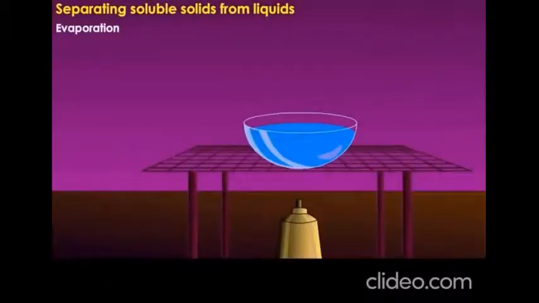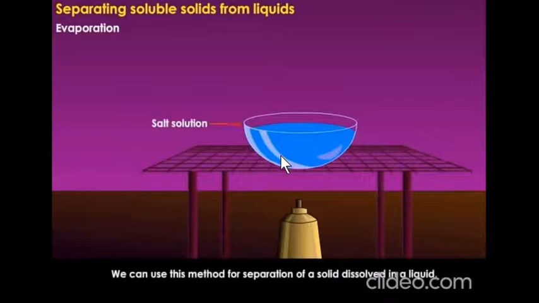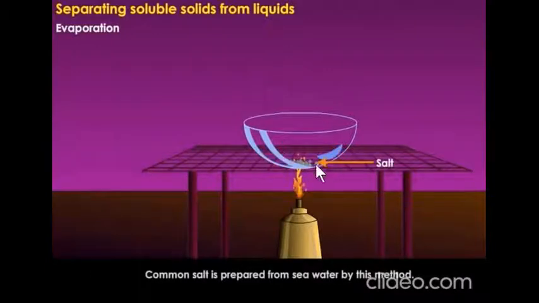Evaporation, you may recall from previous learning, is the process of converting a liquid into its vapor by heating. So we will pour that solution in an evaporation dish and put the burner on. What will happen? The liquid will start vaporizing, leaving behind the solids. These solids will be in the form of crystals. Common salt is actually prepared from seawater by this method. Common salt is the salt we use at home in the kitchen.